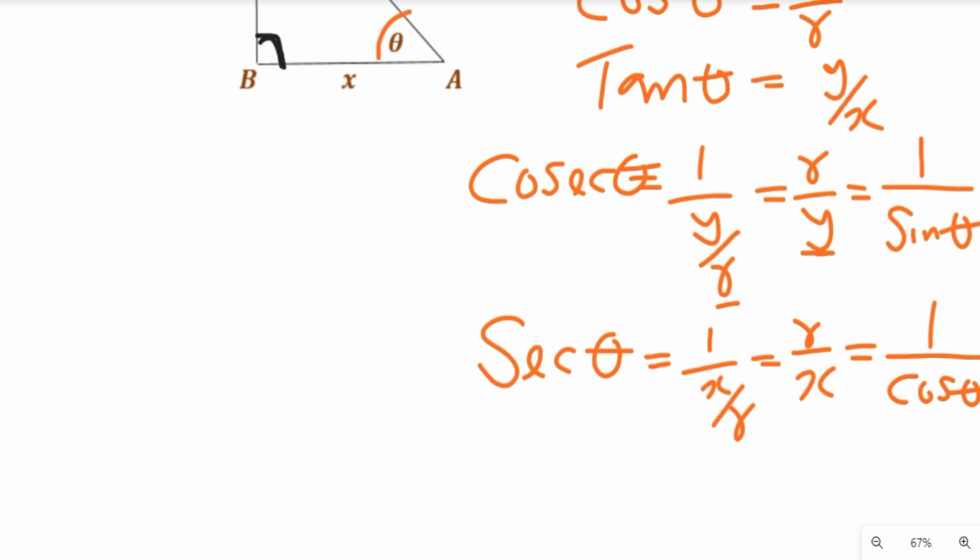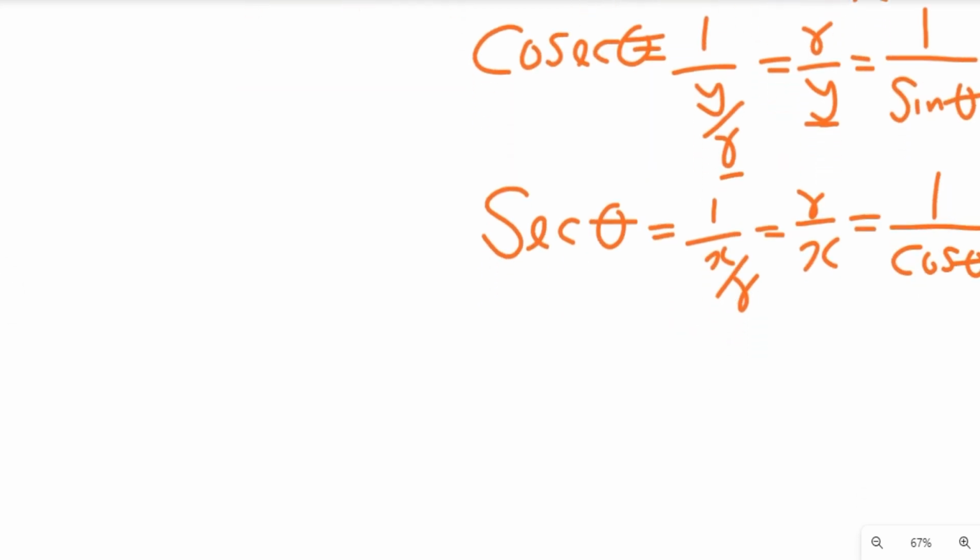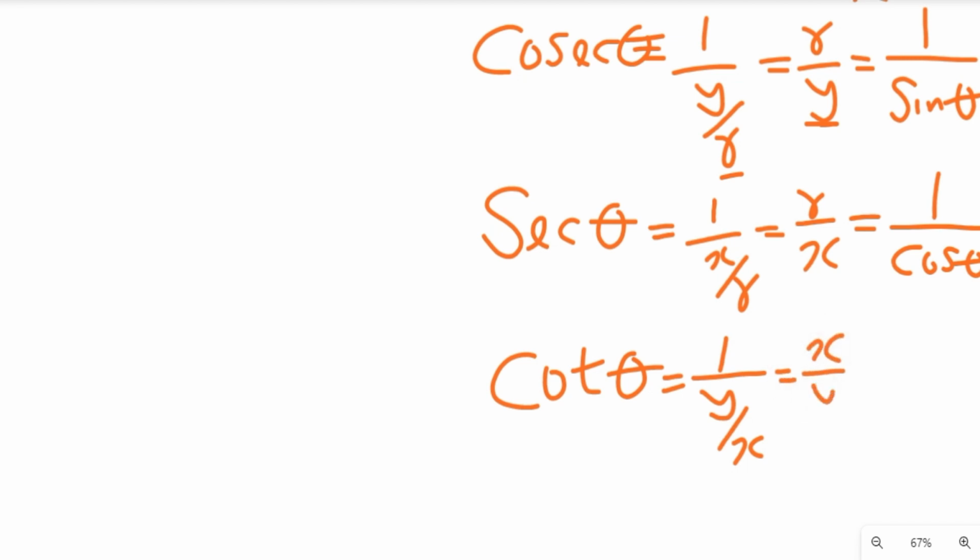The final one we're going to look at is cot theta. And what do we have in cot theta? Cot theta is another unique trig ratio. Cot theta is the inverse of tan theta, and tan theta is y divided by x, and this will give us x divided by y if we invert that, and this will be equal to 1 divided by tan theta.